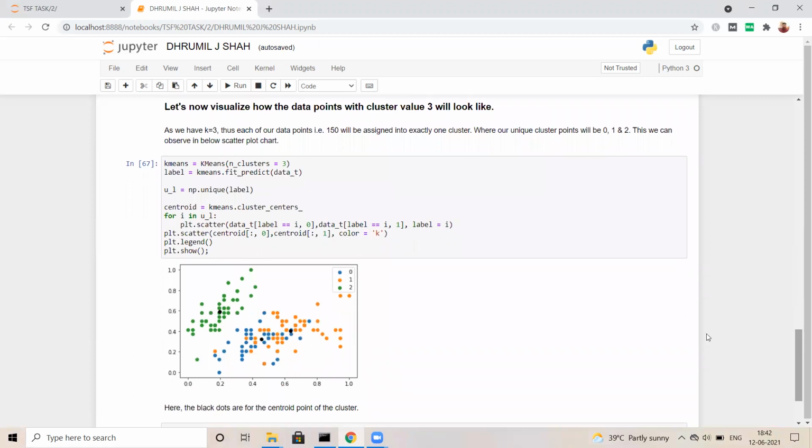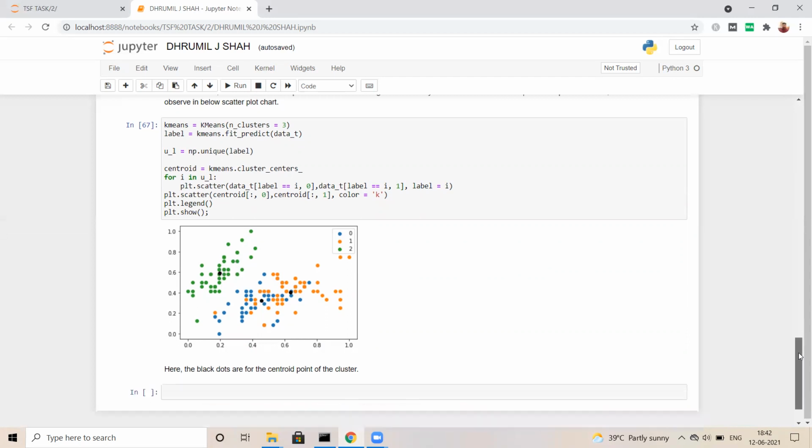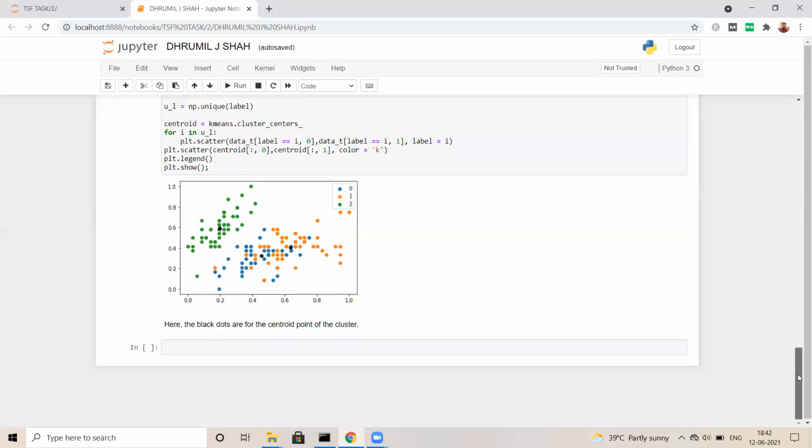So further, if we plot all the data into a scatter diagram, we will get the output as shown in the figure. Depending upon the number of clusters, different colors are assigned here, and the black dots which you are seeing are the centroids of the same. So in this way, very beautifully, we can make the different clusters in our data set on the basis of the k-means value.